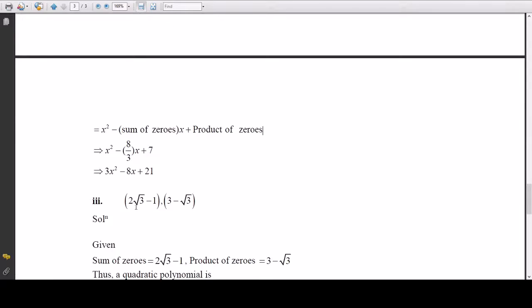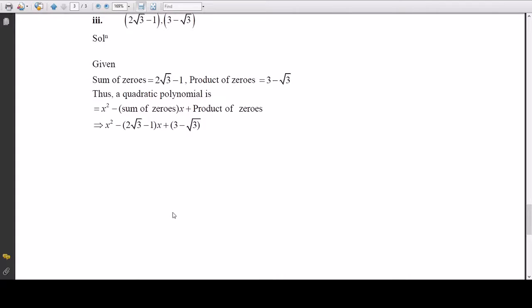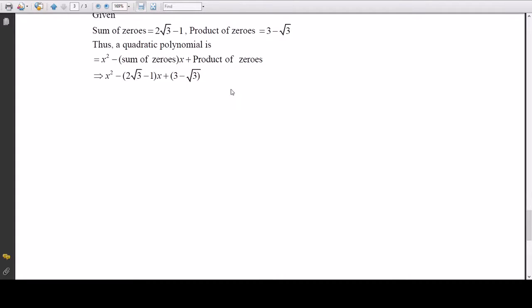The third one, same thing here also. Sum is 2 root 3 minus 1, product is 3 minus root 3. Okay, you just substitute. You don't have anything else to do, just substitute the sum and product in the given formula. This will be the required quadratic equation.